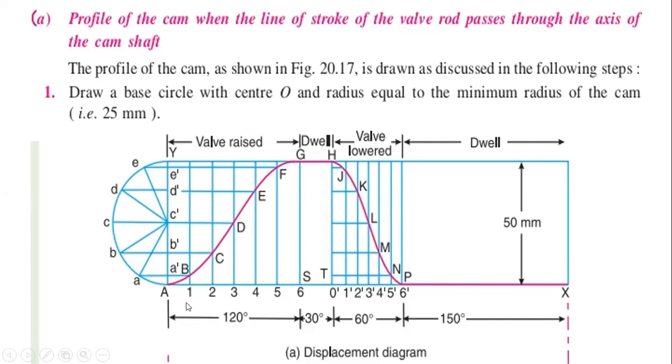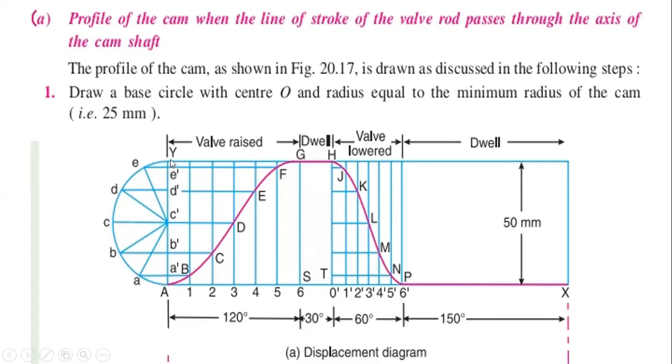The first one is the outstroke, which consists of 120 degrees. The second one is the dwell period, which is of 30 degrees. The third section is the return stroke, which is of 60 degrees. And the final section is the dwell period, which is the remaining 150 degrees. In the previous problem I explained how to draw simple harmonic motion. First of all we need to draw the semicircle. So this is the semicircle which we have to draw.